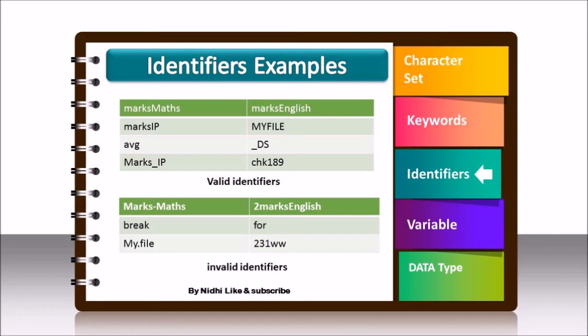These types of questions are asked from this chapter, that identify valid or invalid identifiers. From that point of view, you have to memorize that table, or you have to see that keywords table carefully. Okay, next, let's talk about variables.